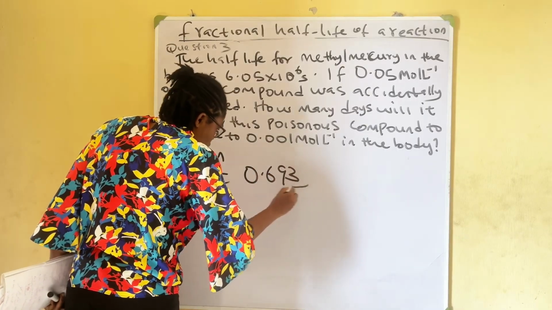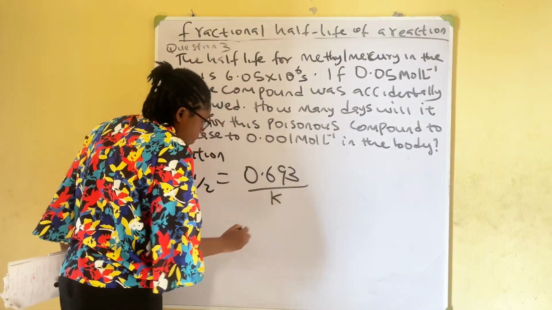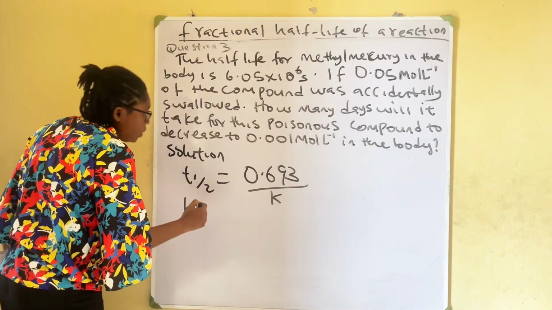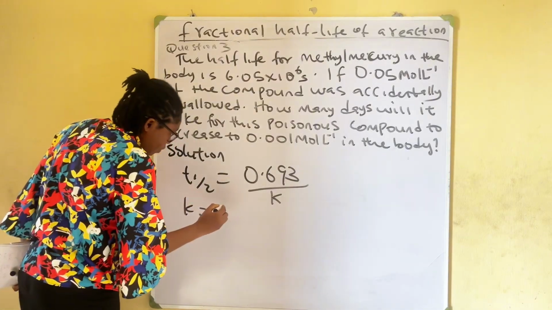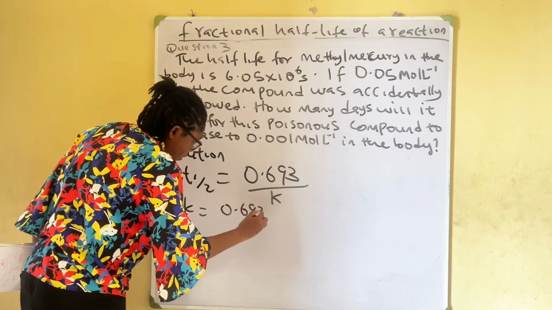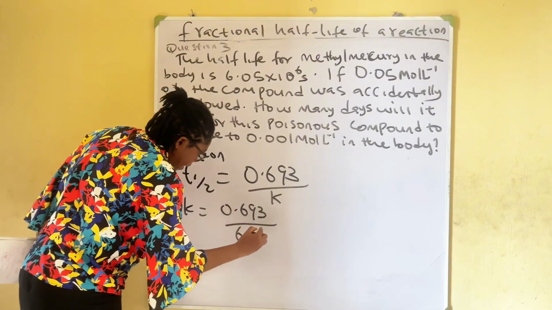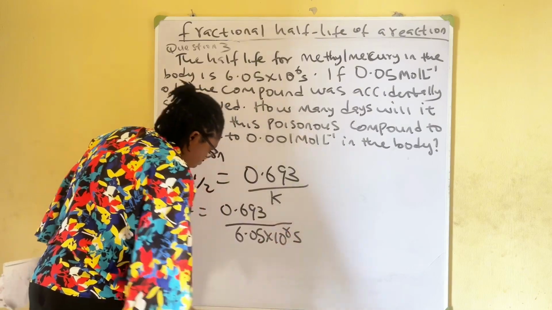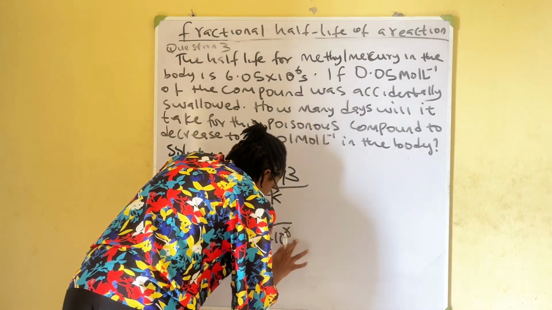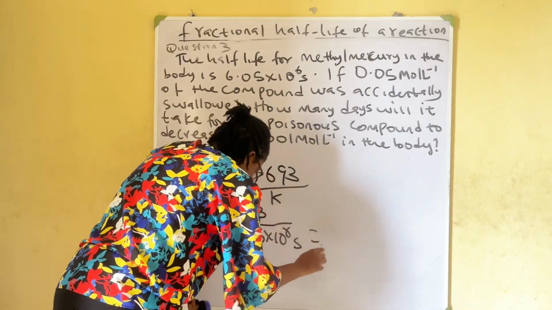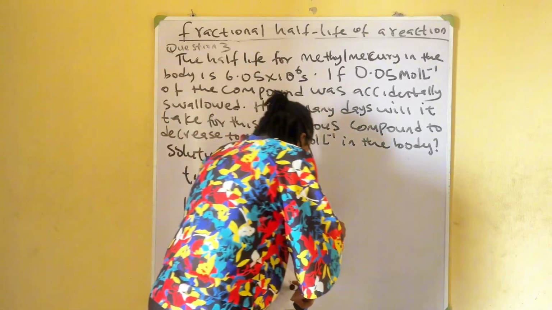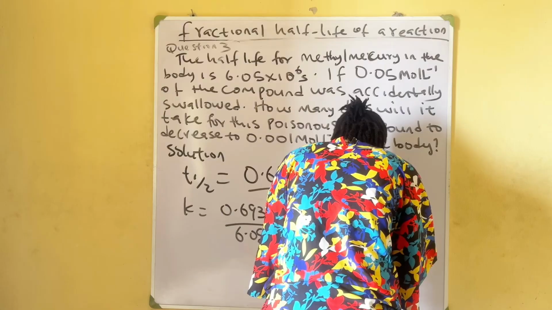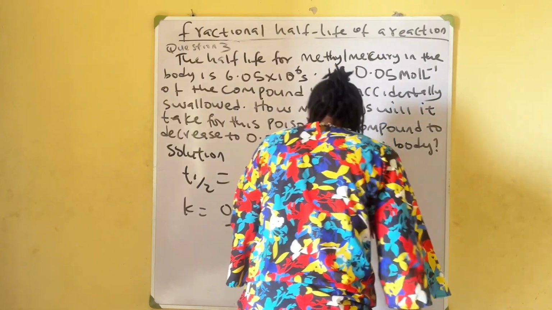So solution: half-life equals 0.693 divided by k, which is ln 2 divided by k. So k is going to be 0.693 divided by the half-life, which is 6.05 times 10 raised to the power 6 seconds. So the value is 1.14 times 10 raised to the power minus 7 per second.